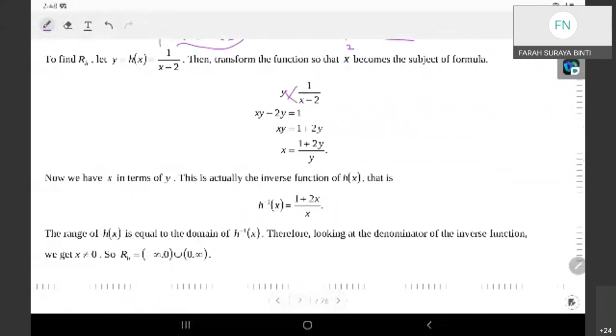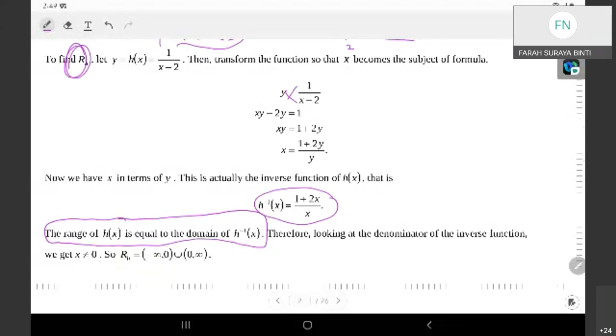Okay. So daripada sini, the range of h is equal to domain of h inverse. Ini adalah fakta, kena tahu benda ni. Kalau nak cari range, dia sama macam sama jawapan dengan domain of its inverse function. Okay. So sebab itulah dia cari inverse function dekat sini. Sebab kita asalnya nak cari range. Okay, range of the function h is equal to the domain of function h inverse. So sekarang ni kita nak kena cari domain untuk function inverse ni, inverse function.